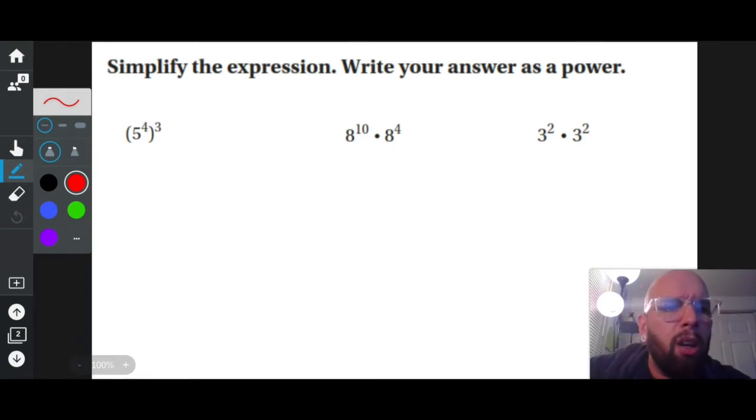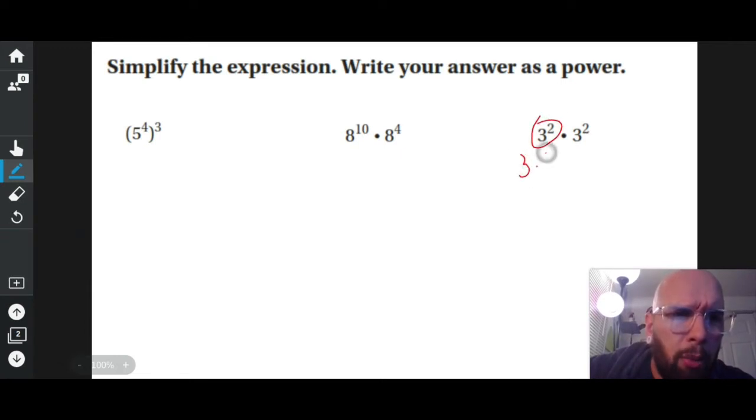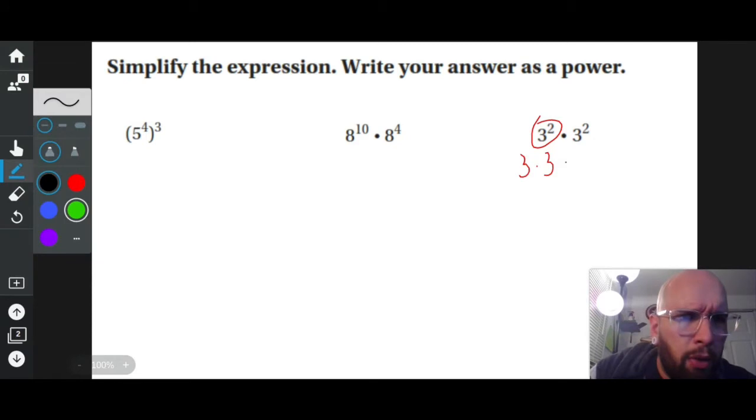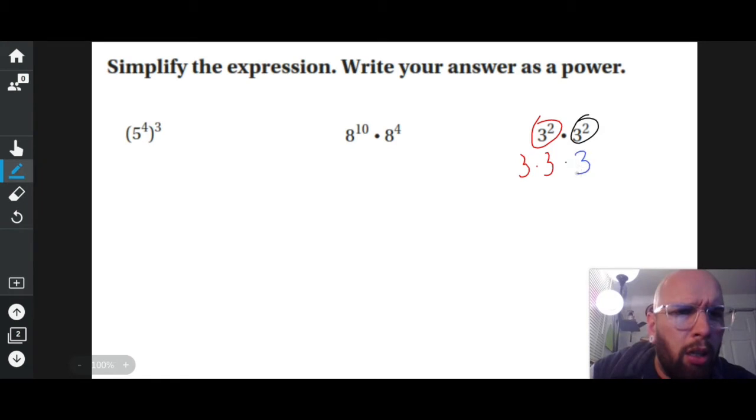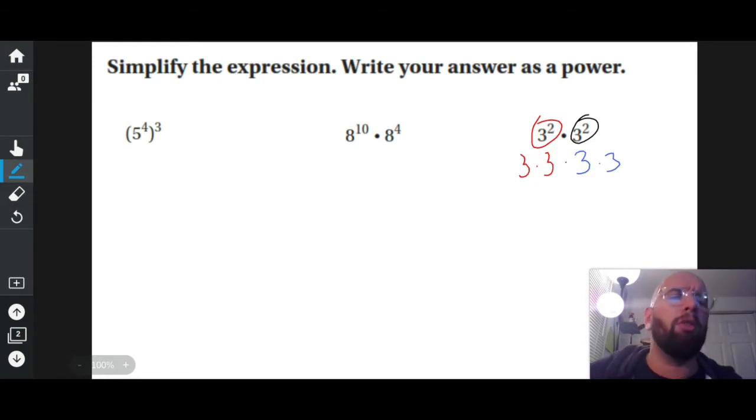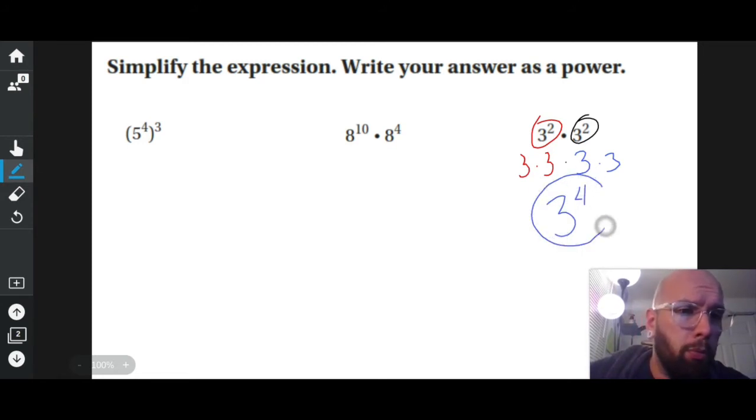I don't know. 3 squared. What's 3 squared? 3 squared is 3 times 3. And then there's a big times dot in the middle there, so I'm going to leave that there. And then I have 3 squared again. Let me choose a different color. 3 times 3. Okay, so I know from the previous video, 3 times 3 times 3 times 3 is just 3 to the 4th. So there's got to be a way I can get that 2 and that 2 to a 4th.